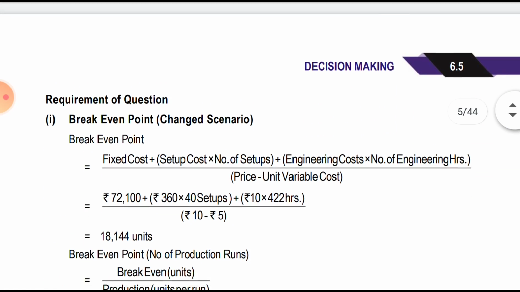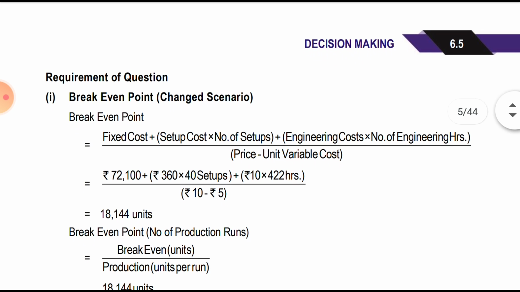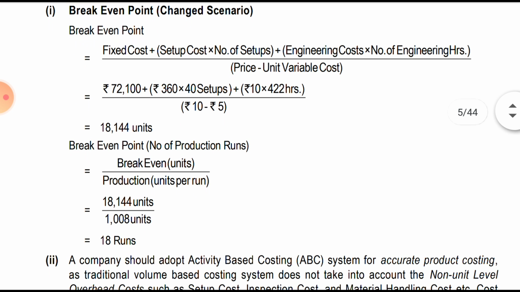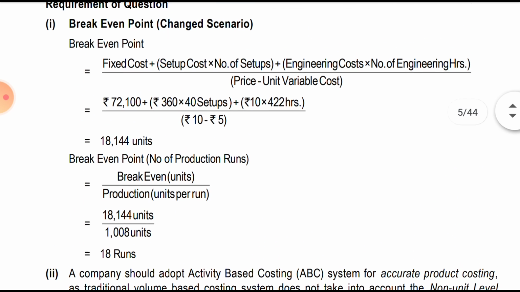Now how to calculate the break even is, first we'll take fixed cost, then setup cost into number of setups, then engineering cost into number of engineering hours, divided by variable contribution basically. So the formula is fixed cost divided by contribution per unit. By calculating the above numerics, we will get 18,144. And for the break even runs, we divide by production per run, that is divided by 1008. We will get 18 runs in all. That will be the break even units and break even runs.